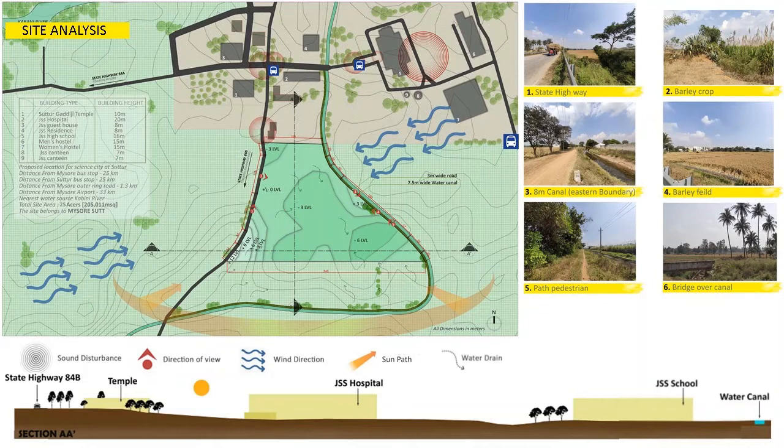We can see there is a gradual slope towards the canal in the section below. Above, we can see a state highway 84A which is running parallel. This highway connects Suttur to Mysore city.